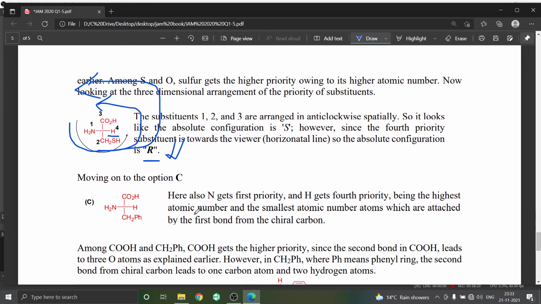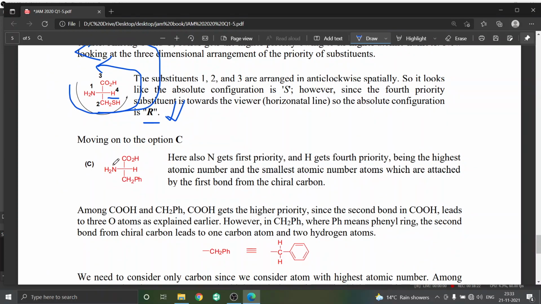We'll just look at the third one also for our satisfaction. So again here this gets first preference, this gets fourth preference. Here COH, so carbon attached to three oxygen we saw, and here carbon attached to two hydrogen and one benzene ring. So what is benzene ring here? It is carbon. So it is basically attached to two hydrogen, one carbon. Okay, so carbon has atomic number 6, oxygen has atomic number 8. So this wins and this one is third. So again looks like R. So it will be S.